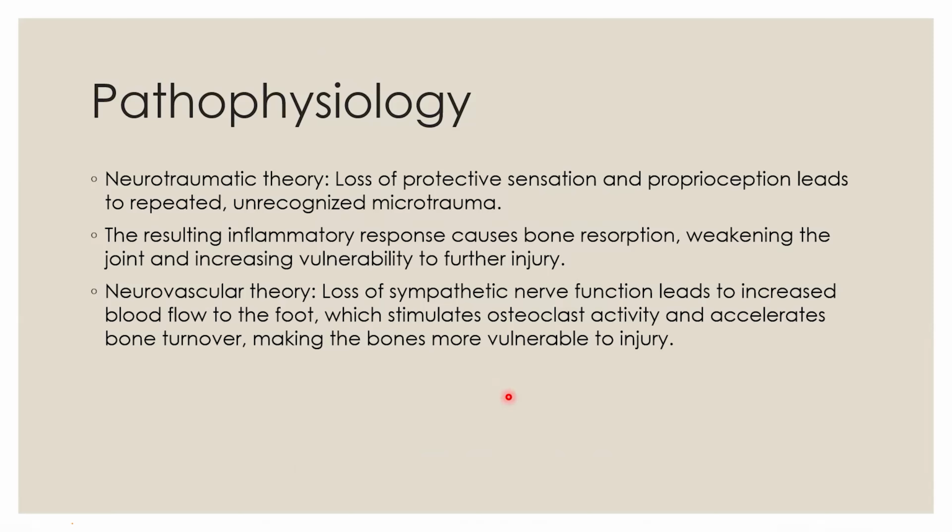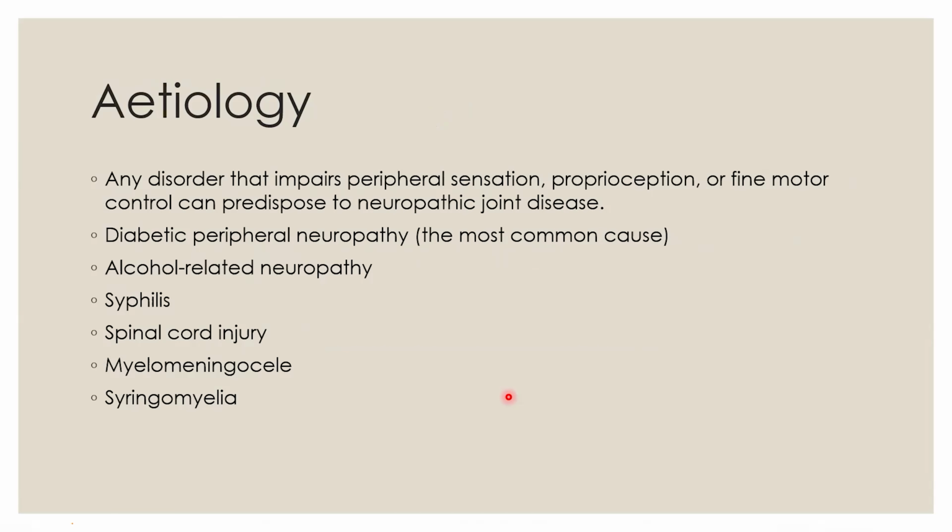The neurotraumatic theory, where loss of protective sensation and proprioception leads to repeated unrecognized microtrauma. The resulting inflammatory response causes bone resorption, weakening of the joint, and increased vulnerability to further injury. There's also the neurovascular theory, where there's loss of sympathetic nerve function which leads to increased blood flow to the foot. This stimulates osteoclast activity and accelerates bone turnover, making the bones more vulnerable to injury.